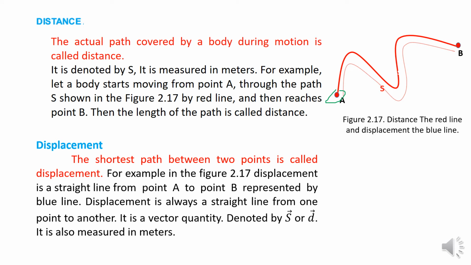Displacement is the shortest path between 2 points. For example, when the body reaches from point A to point B, the straight line starting from A to point B will represent the displacement. Displacement is a vector quantity. It is always directed from the starting point to the finishing point. It is also measured in meters and it is denoted by S or D with an arrow.